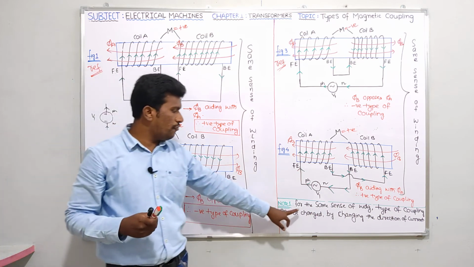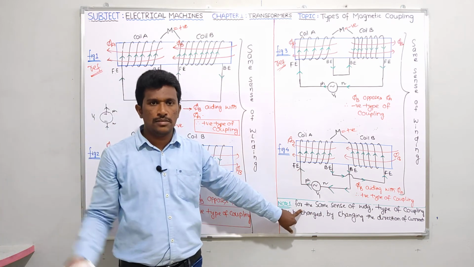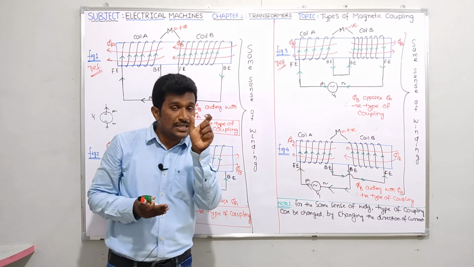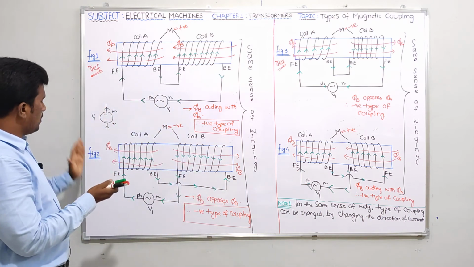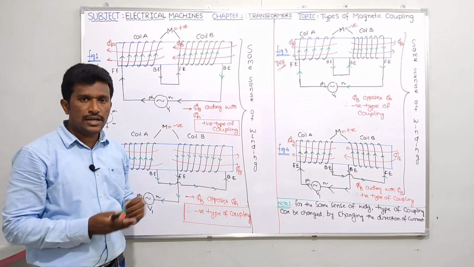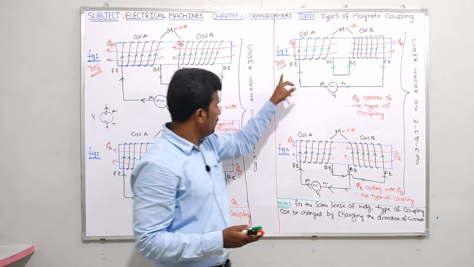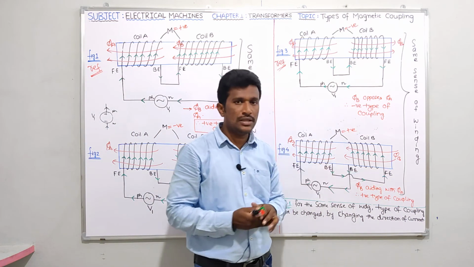Suppose, what is the statement here? For the same sense of winding. For explaining the statement for the same sense of winding, if you see figure number 1 and figure number 2, they have the same sense of winding. If you see figure number 3 and figure number 4, having the same sense of winding, that means what?